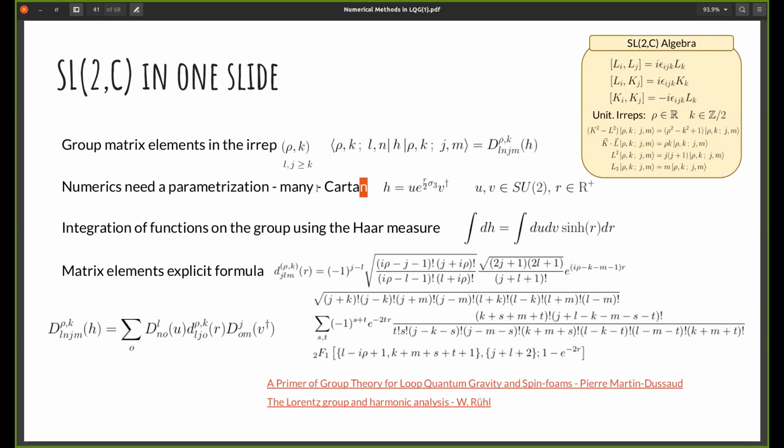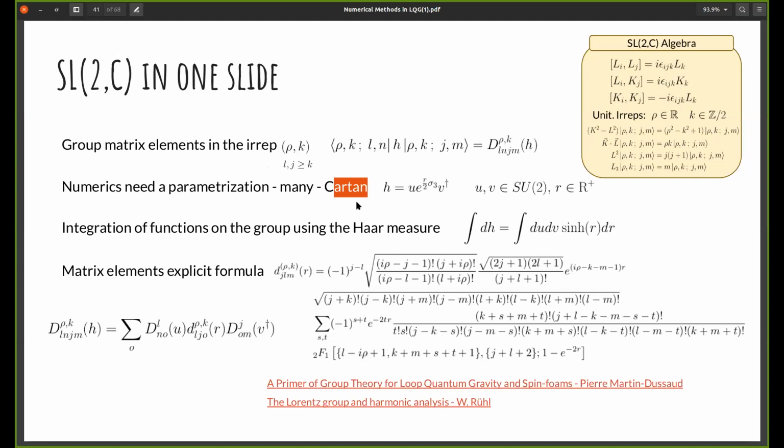A useful parameterization of an SL2C element is given by this Cartan decomposition. That is just saying that if you want to represent a general SL2C element, you can make an SU2 rotation in some three-dimensional space, a boost in the plane spanned by the last remaining coordinate and the third coordinate of your three-dimensional space that you pick, and then another rotation.